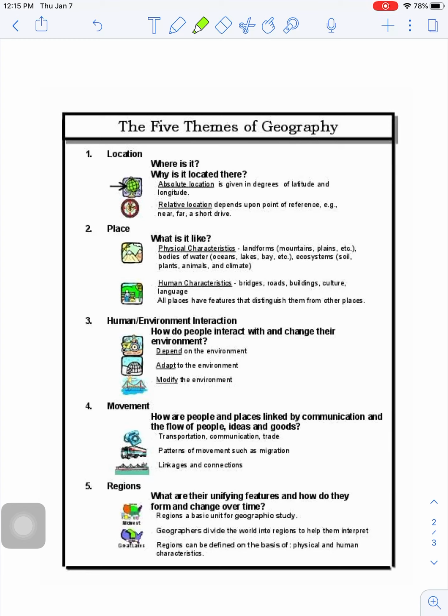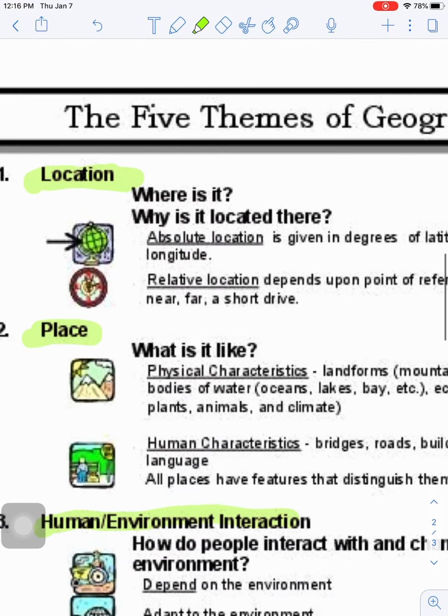So let's review. Remember, there are 5 themes. Each day throughout last week and as we continued on this week, we worked through these 5 themes. So one is location, another is place, another one is human environment interaction. We also had movement and regions. All right, so let's take a look at location first.